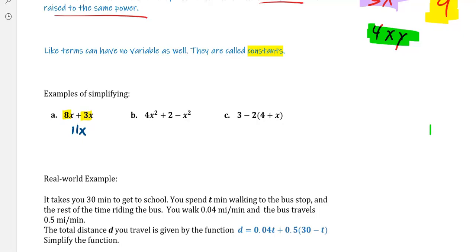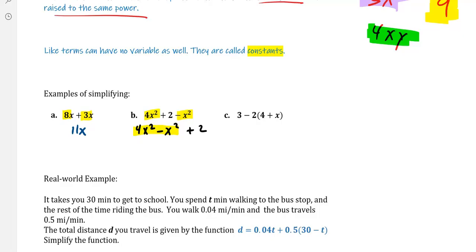All right, simple stuff. Let's look at this next one. Here we have 4x squared, positive 2, and negative x squared. So let's combine our like terms. So we have a positive 4x squared and a negative x squared. They're like terms because they have the same variable and the same exponent, and that's important. So we can group them together. 4x squared, negative x squared, and then we'll just put that plus 2 off to the side over here. Now these are the 2 that we combined.